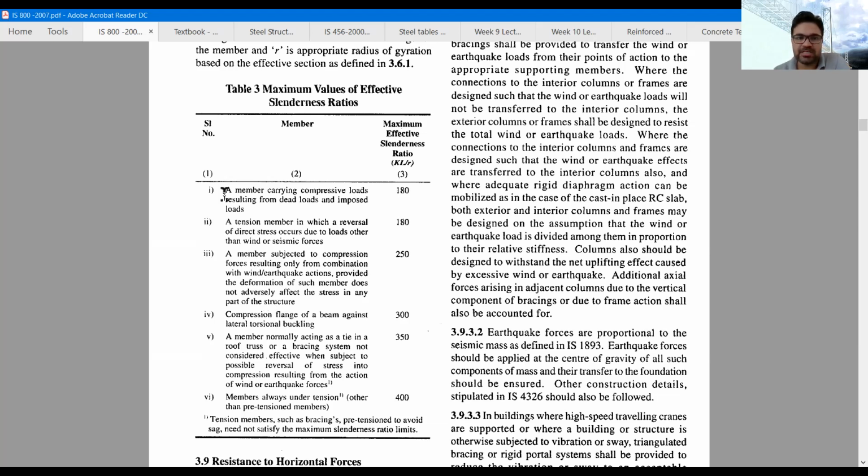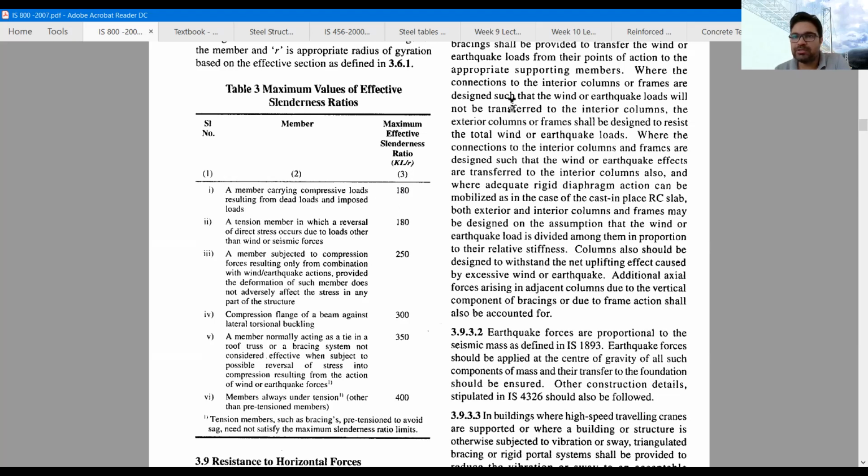So the first case, which is a member carrying compressive load resulting from dead load and the imposed load. So this will be our criteria. And as per this criteria, our lambda value, which we have calculated in the question, should not exceed this permissible value, which is 180.